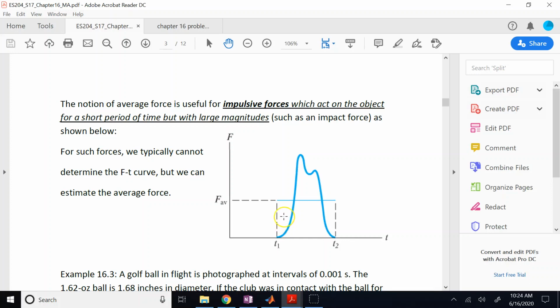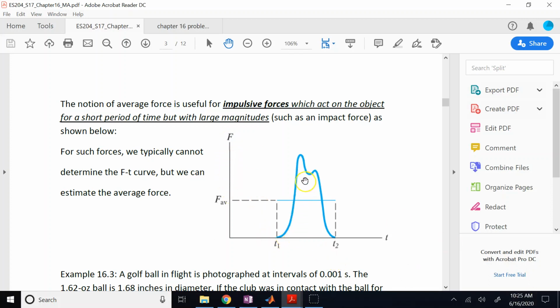So what they do, instead of defining this impact or collision or whatever impulsive force it is by a function, because it's typically not a normal function, they just show it by the average force, right? So what is the average force here? What was the impulse defined as? Linear impulse was the area under the curve of force versus time.